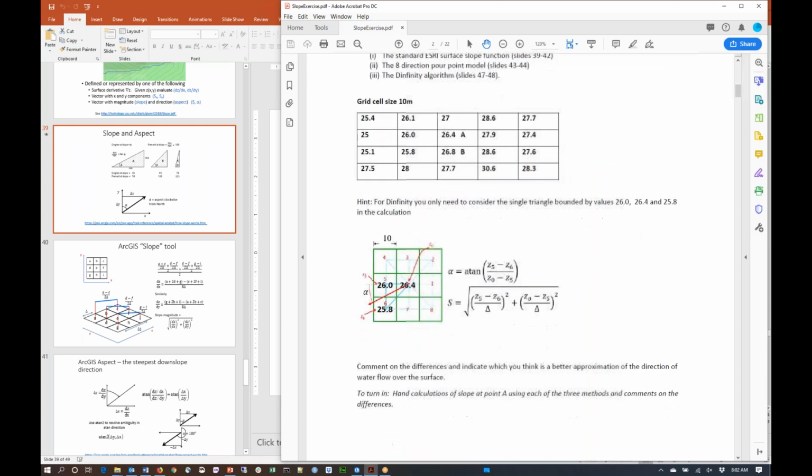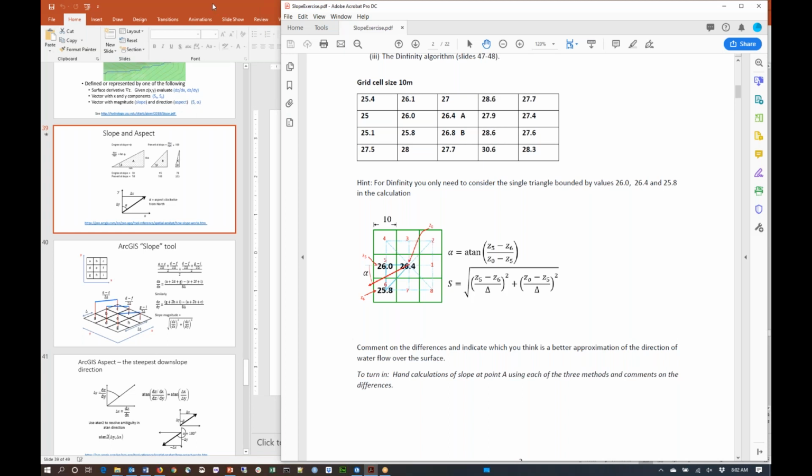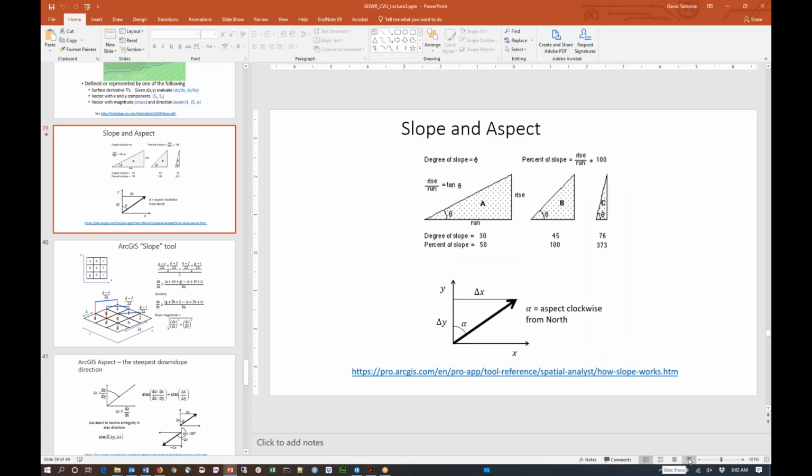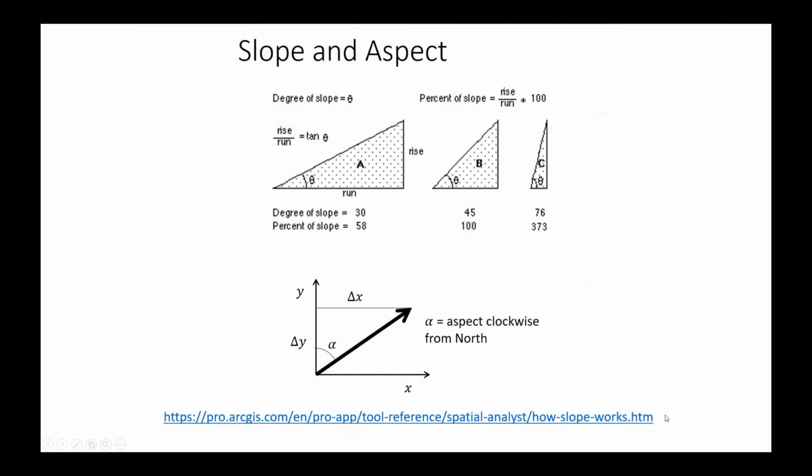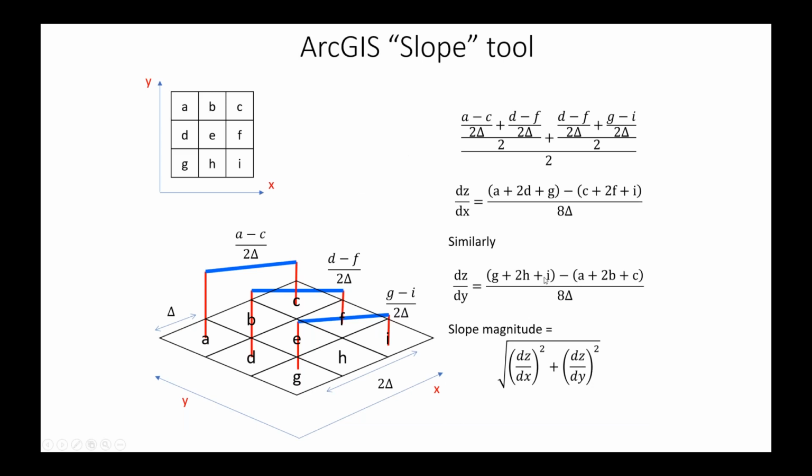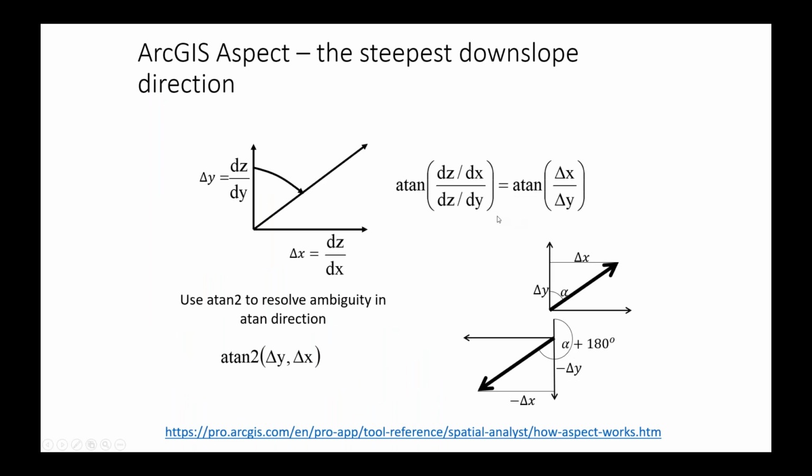I'm not going to go through the hand calculations. I'm just going to point out the slides involved. So they start at slide 39 in this slide set. This just points to the definitions of slope and aspect from the ArcGIS Pro website. Then this slide is the one where you get the formulas that you should use in the hand calculation for the derivative slope method that's used in Esri software.